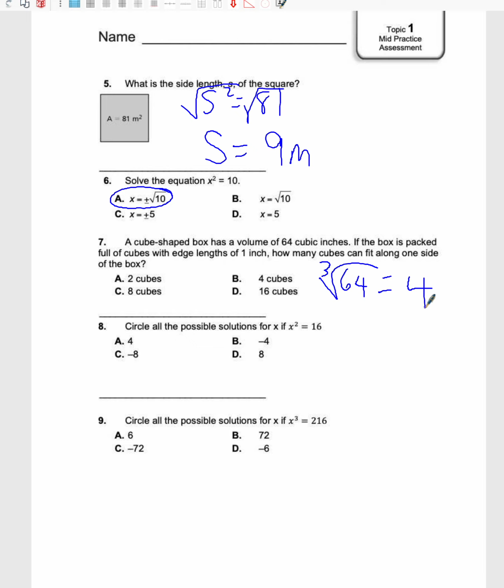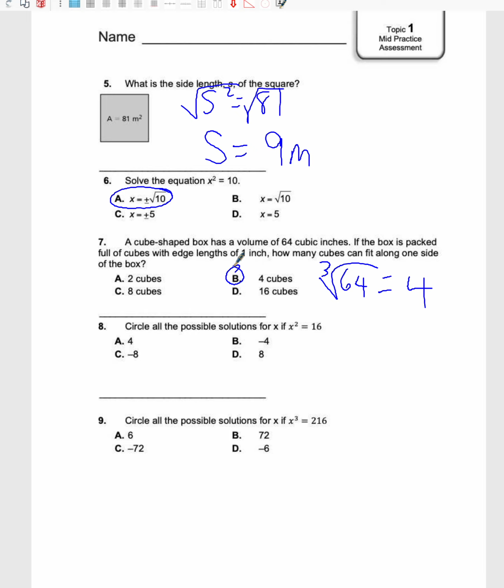Okay? 4 times 4 times 4 is 64. So it is 4, that would be B. Wait, it's B? It asks how many cubes can fit along one side, not the area of one face. I'm imagining a cube that's three-dimensional. It asks how many cubes can fit along one side. Okay, that was confusing. My bad.